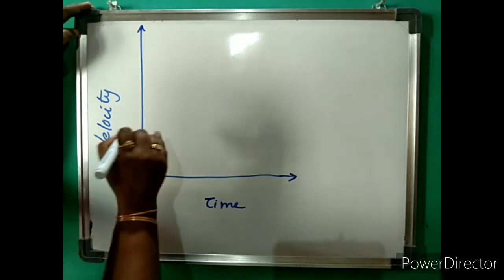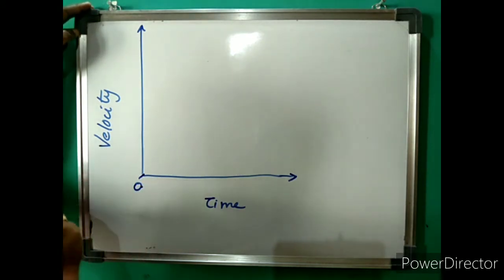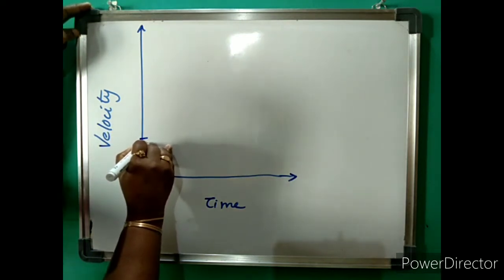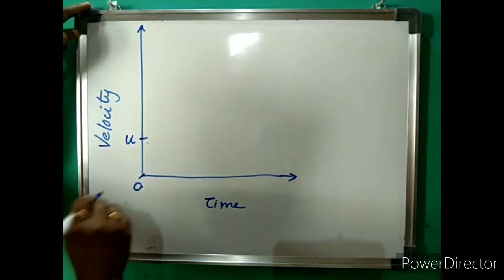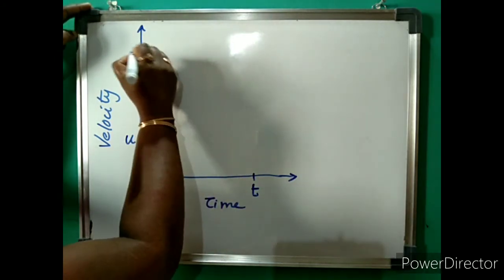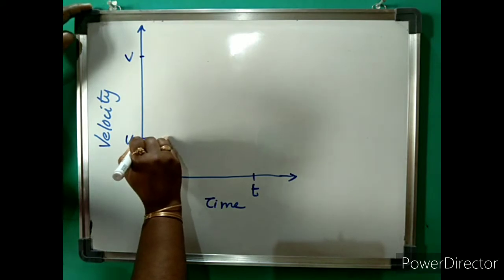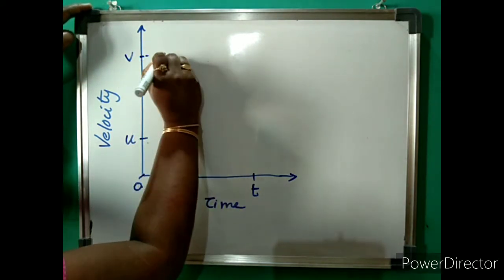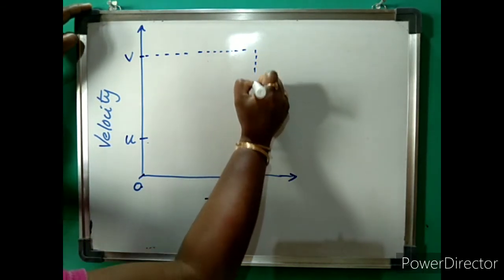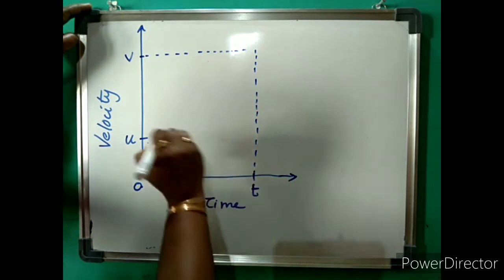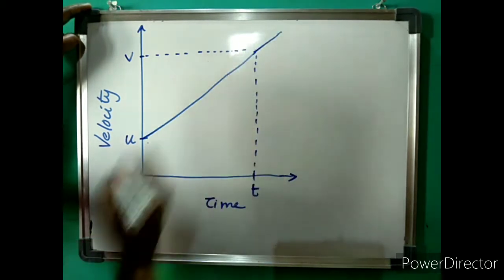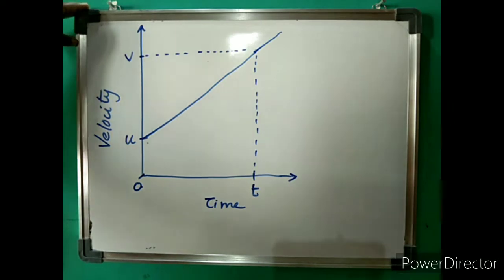At initial time 0, the initial velocity of the object is u. After time t, its velocity becomes v, moving with uniform acceleration. So the shape of the graph is a straight line inclined to the time axis.